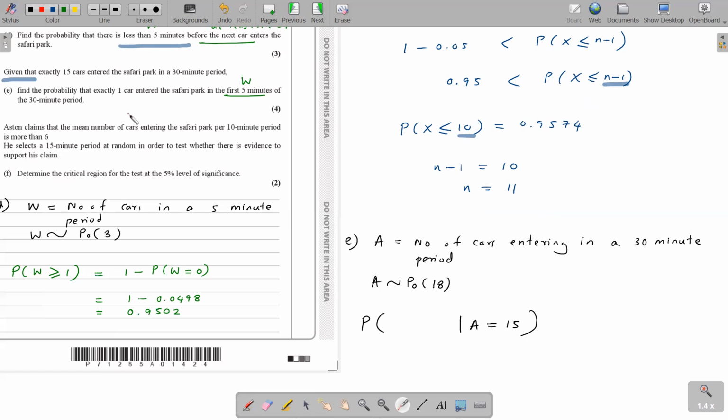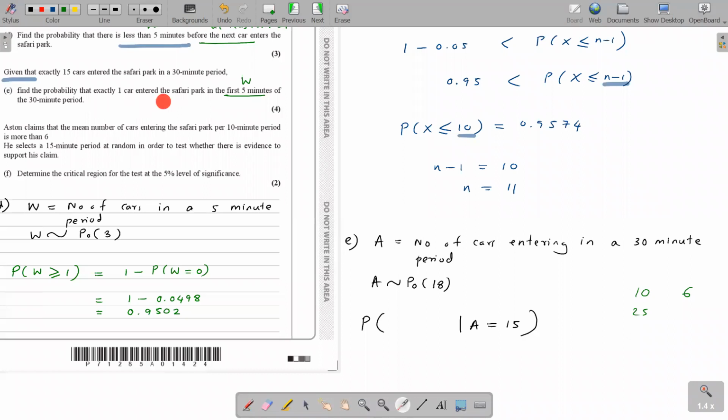So exactly one car entered the safari park in the first 5 minutes, and then what happens? Take a moment and think about it. If one car enters in the first 5 minutes of the 30-minute period, in other words, the remaining 14 cars are entering after that, in the remaining 25 minutes. So this 30-minute period is divided over here. So find the probability that one car entered in the first 5 minutes and the remaining 14 cars entered in the remaining 25 minutes.